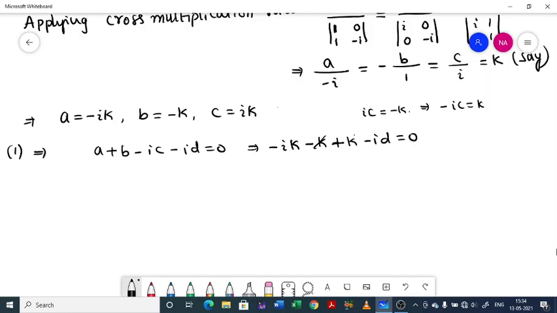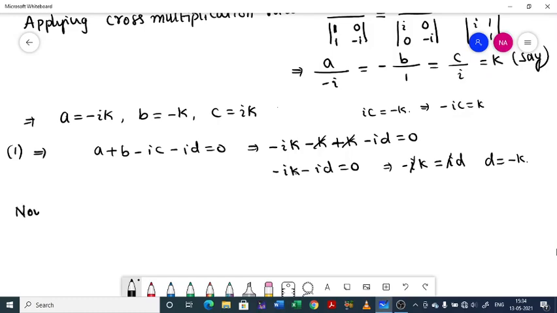So plus K minus K get cancelled. You are having minus IK, minus IK, minus ID equal to 0. That implies minus IK equal to ID. I gets cancelled. So D equal to minus K.